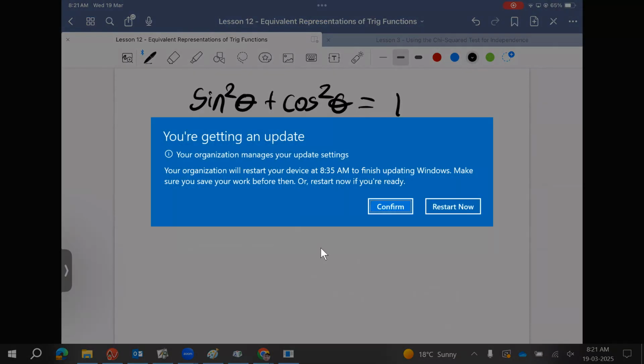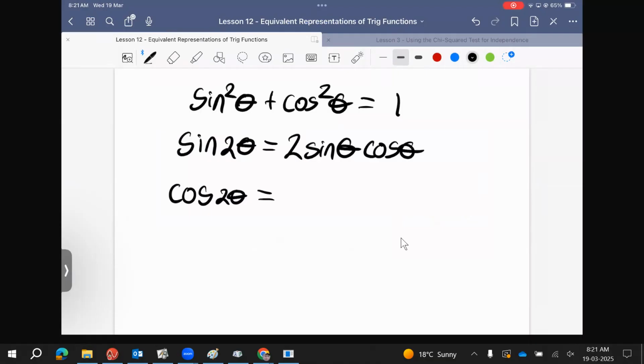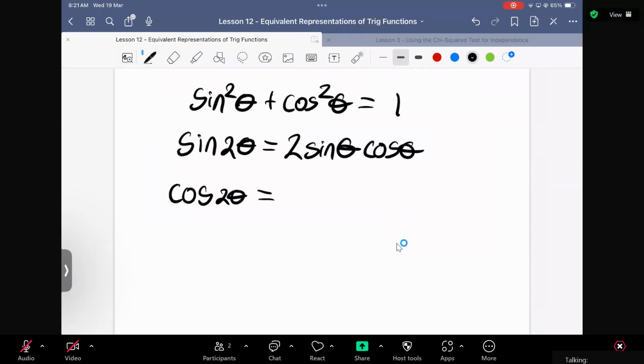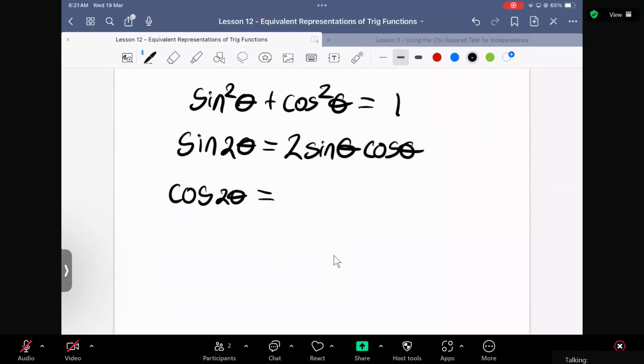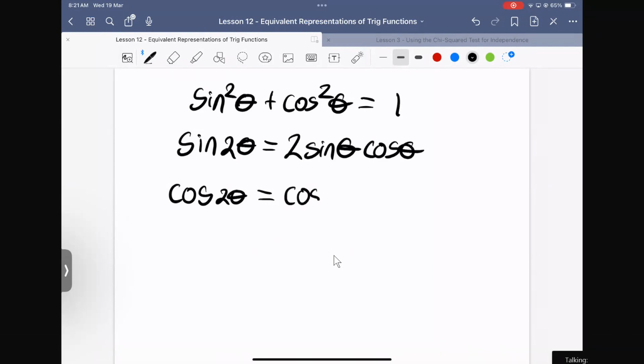This one looks like the Pythagorean identity, but not. We get cosine squared theta minus sine squared theta. It sort of looks like the Pythagorean identity, but backwards.